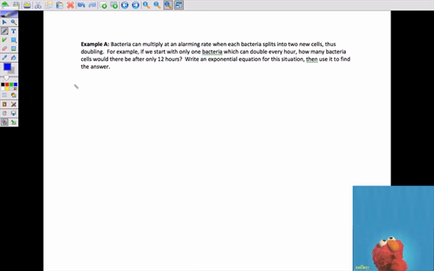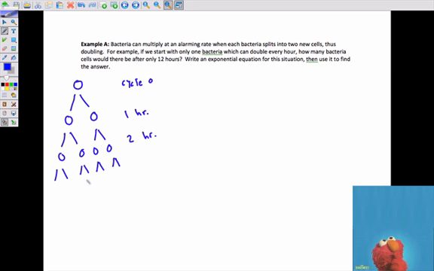So if we think about this visually, we've got one bacteria, and this would be our cycle 0. After 1 hour, this bacteria splits in 2 and it doubles. So this would be 1 hour. And the next hour, each bacteria doubles, splits itself again. So now we're at 2 hours. And they're all going to split into 2 again in the next hour.